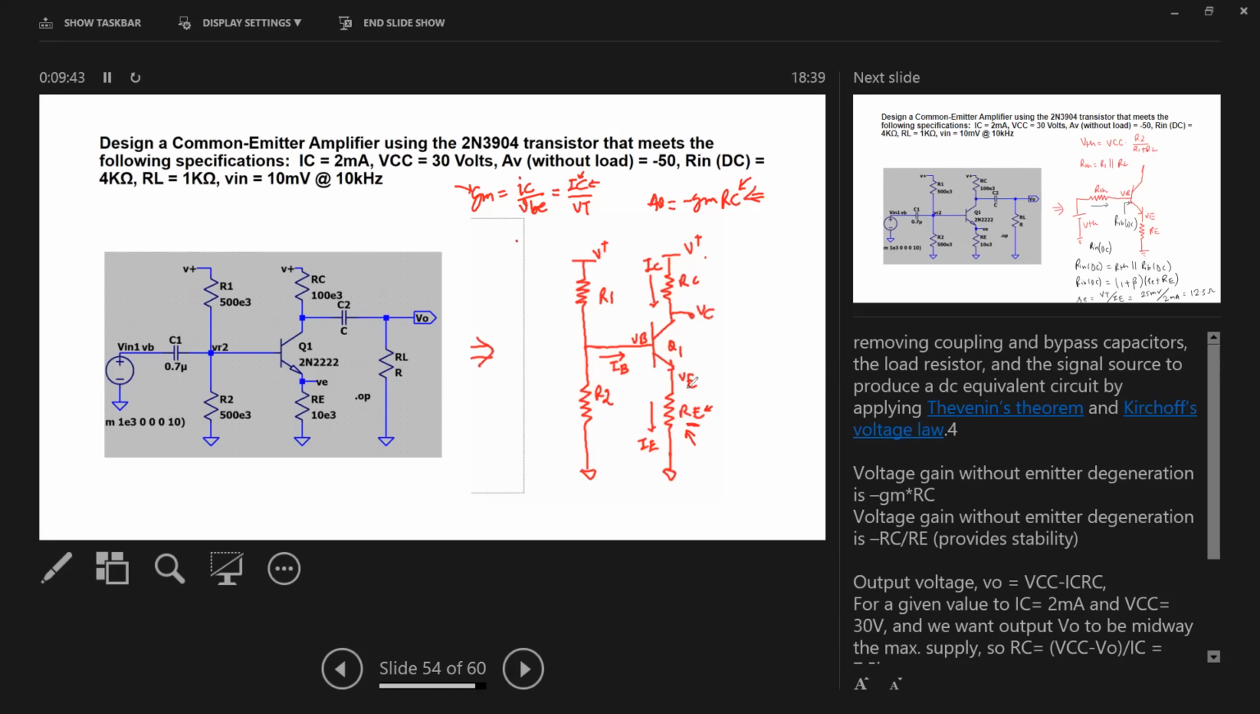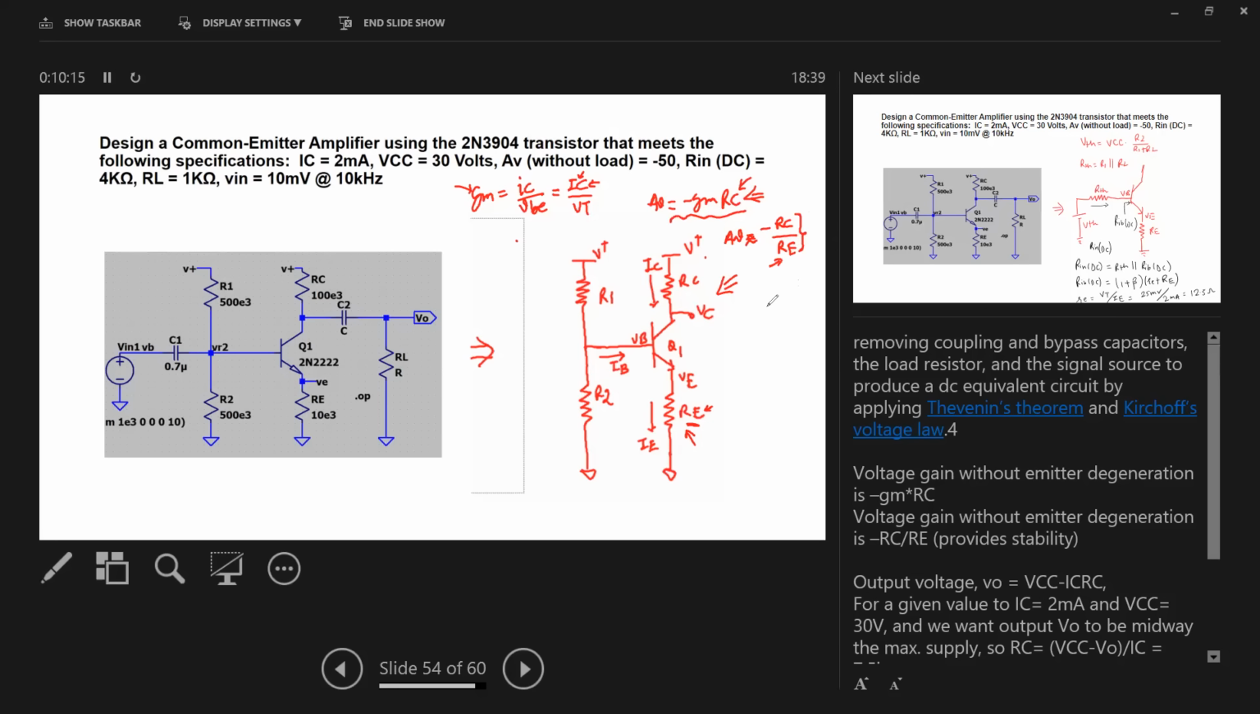It somehow reduces the gain. However, the new expression for the gain is approximately minus RC over RE. So instead of setting the value of gain with minus gm times RC, now a mere ratio of resistors is used to set the gain of this circuit, which is what is shown right here. And RE is usually used to set the value of it.